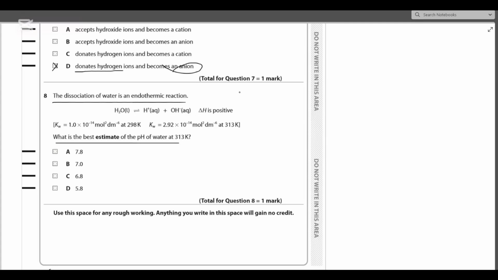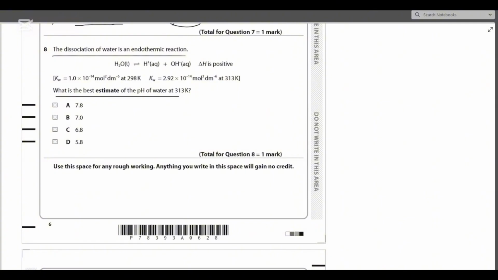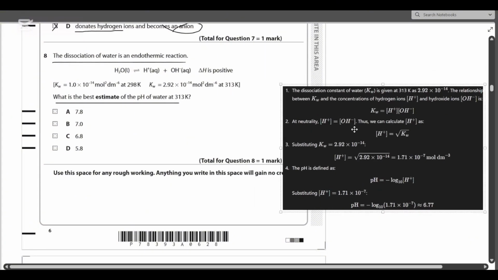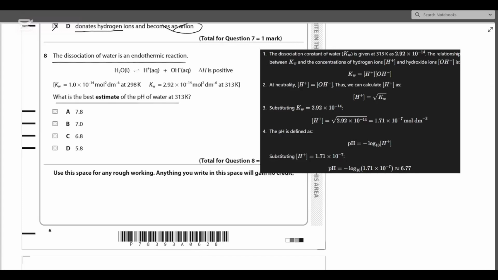They told you what is the best estimate of the pH of water at 313 Kelvin. Okay, now in order to solve this at 300 Kelvin, we know that 1.0 times 10 to the power minus 14 is provided. Now in order to solve this we can use this process right here. If you use this process, you can see very clearly that the dissociation constant of water is provided right here, 313 Kelvin, and which is given as 2.92 times 10 to the power minus 14.